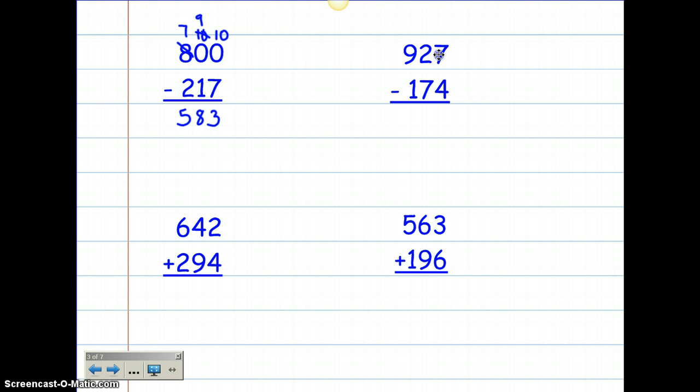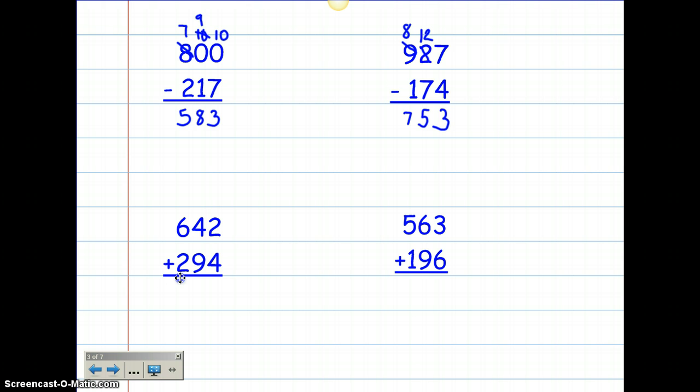Let's move over here. And again, we don't start in the hundreds place, we start in the ones place. 7 minus 4, that's going to be 3. Can I do 2 minus 7? You have to ask yourself that. No, I can't. So I need to borrow from the hundreds place. I need to make this 2 a 12. And then what is 12 minus 7? That is going to be 5. And 8 minus 1 is going to be 7. So the answer to that one is 753.